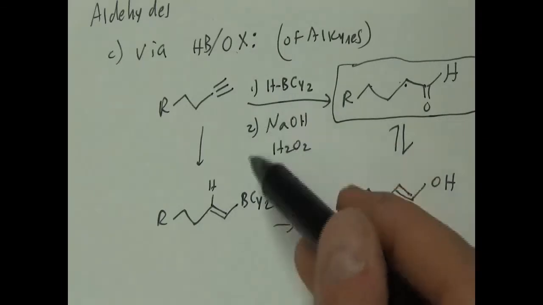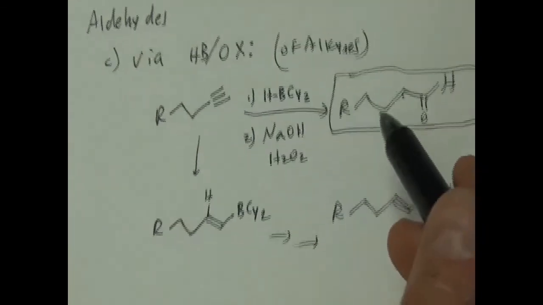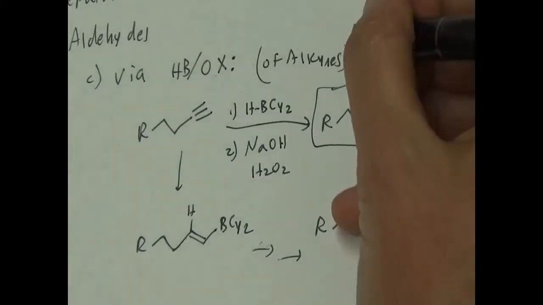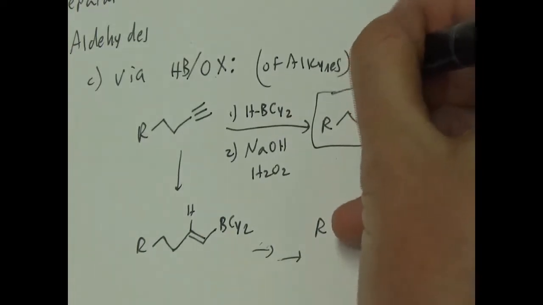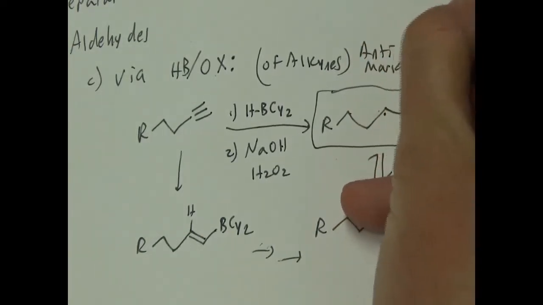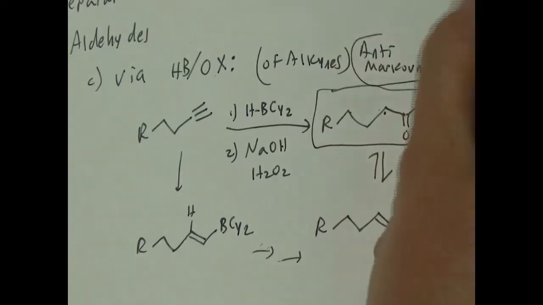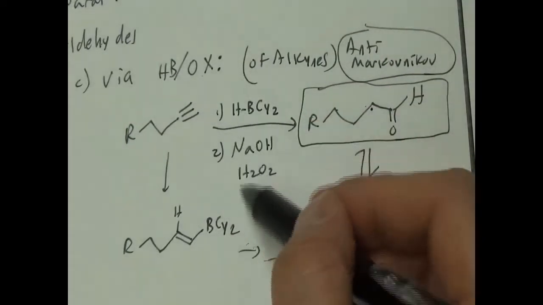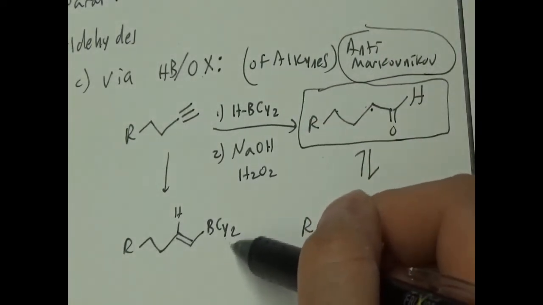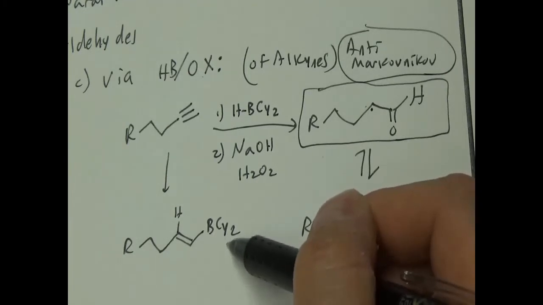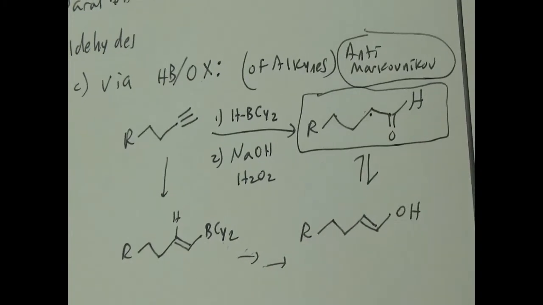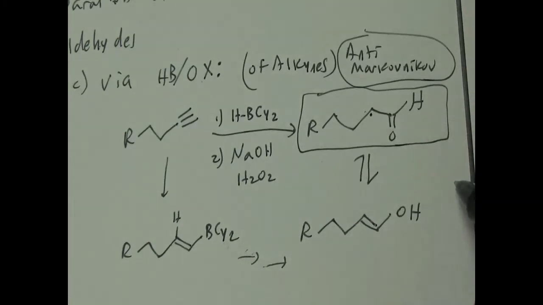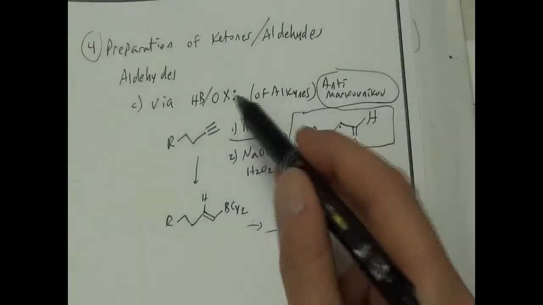And why does it go to the end? Why does it, which is anti-Markovnikov, right? Anti-Markovnikov. The reason it goes to the end is because of the Cy. The cyclohexyls are huge, and it wants to be out in space. Okay, so very cool. That is the third way to make aldehydes.